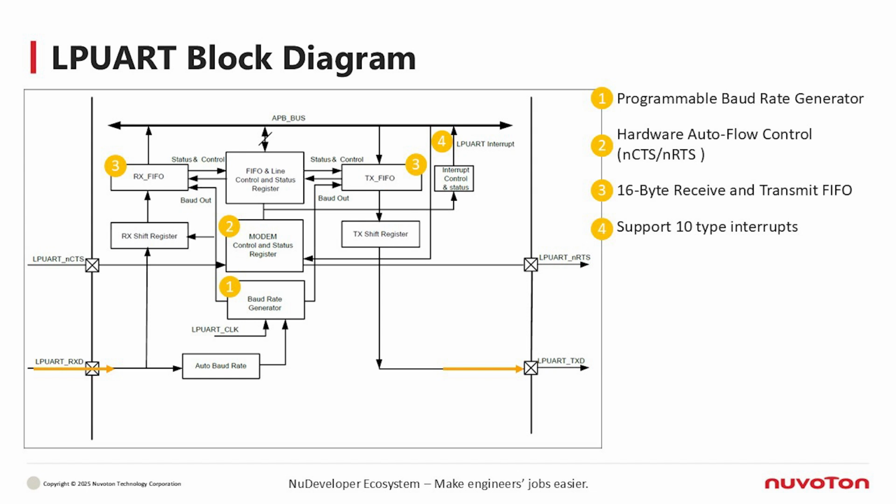As mentioned earlier, the Low Power UART includes several key components. It supports a programmable baud rate generator, which is driven by the Low Power UART CLK source. It includes hardware autoflow control, implemented through the Low Power UART NCTS and Low Power UART NRTS signals. It provides a 16-byte receive FIFO and a 16-byte transmit FIFO. And finally, it supports 10 different interrupt events for flexible control and monitoring.